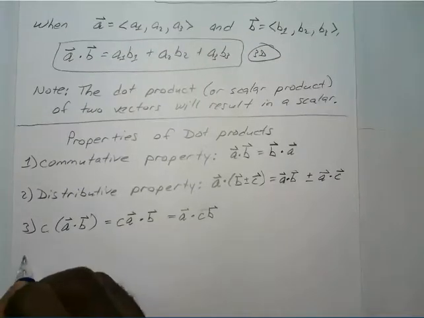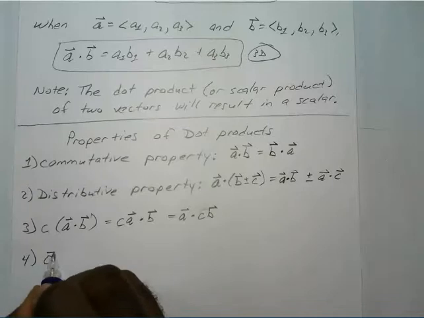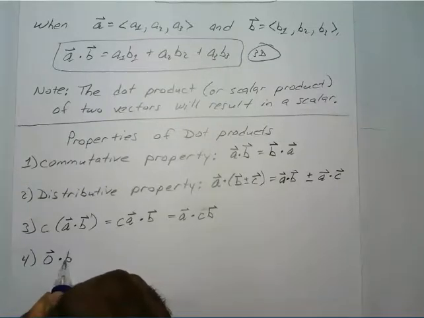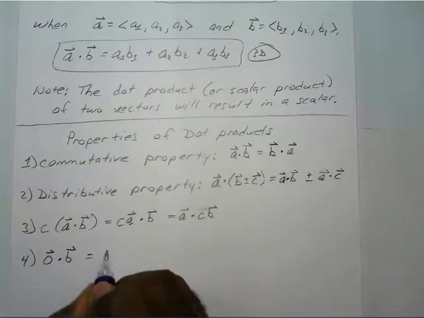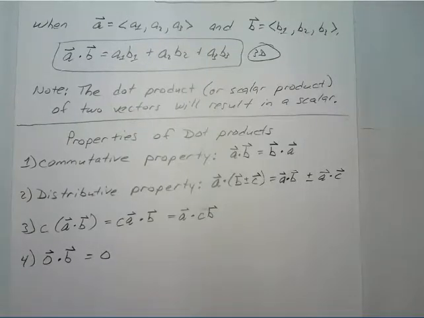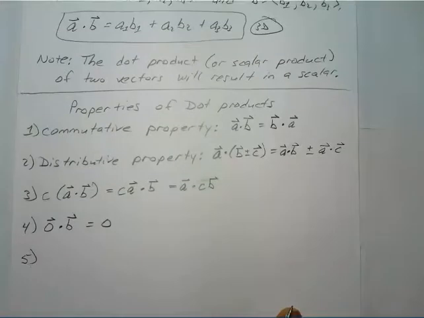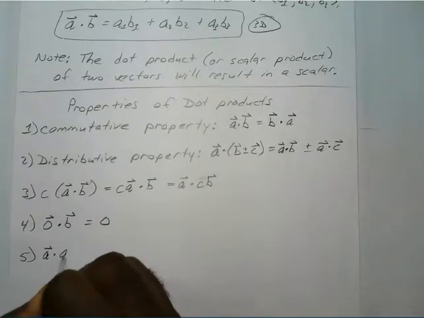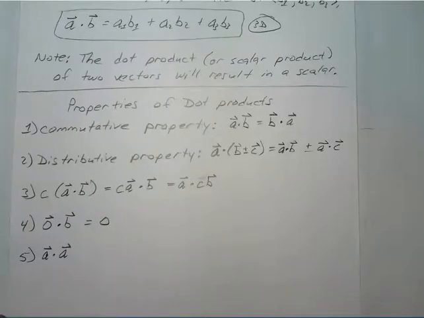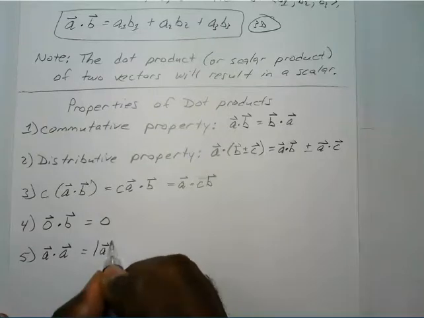Okay, so the fourth will be the zero vector property. The zero vector dotted with the vector B will just equal 0. Not the zero vector, but actually the number 0. And the fifth property: if you have the dot product of the same vector with itself, that will equal the magnitude of that vector squared.